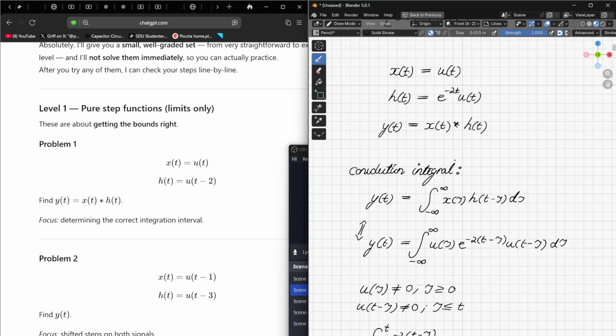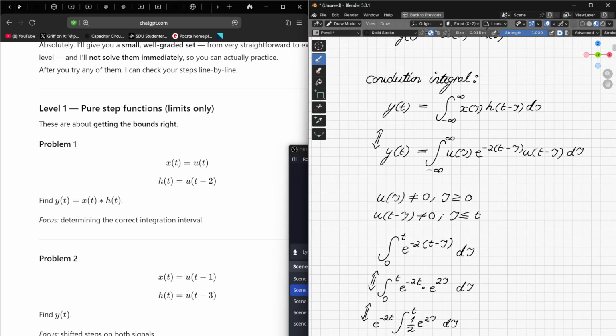Because we're not working with t, we're working with t minus tau, so that's why we get this here. We're replacing t with t minus tau because of h. And then we're just integrating with respect to tau.